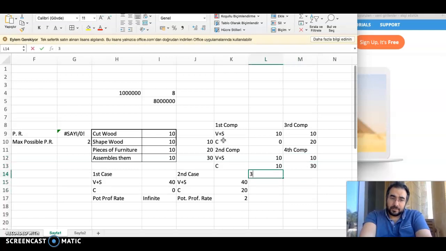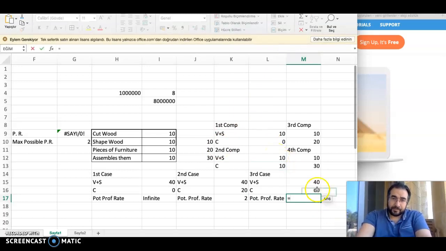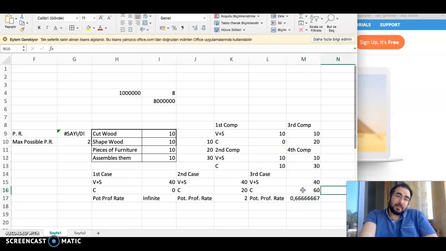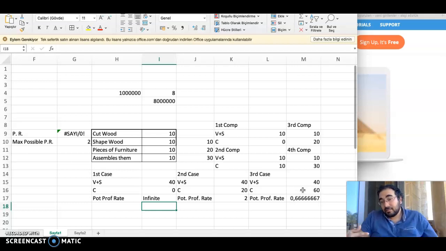So in this third case, V plus S is again 40, because that's the total value created, but C has risen all the way up to 60. So now the potential profit rate has fallen to 67%. So this is a way to show that the product produced is actually the same, but it's just produced now by different companies. But when different companies produce those products and start to sell what they produce to each other, in that case, the C in the economic system starts to rise.